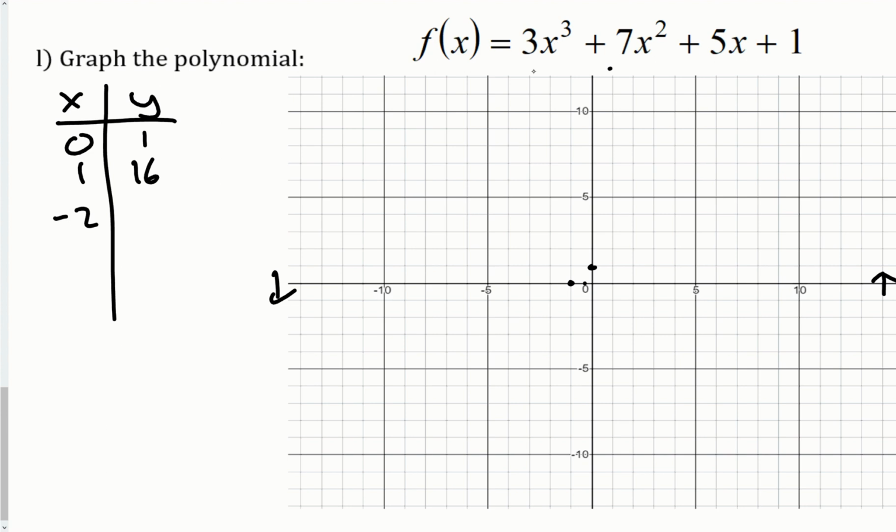So -2 to the third power is -8. So it's 3 times -8, which is -24, plus -2 squared is 4. 7 times 4 is 28. Minus 10 plus 1. So that is a positive 4 minus 10 plus 1 is -5.